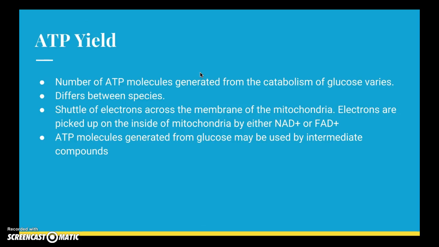ATP yield. The number of ATP molecules generated from the catabolism of glucose varies. Variance occurs between different species. The shuttle of electrons across the membrane of the mitochondria, and these electrons are picked up on the inside of the mitochondria by either NAD or FAD. The ATP molecules generated from glucose may also be used by intermediate compounds.